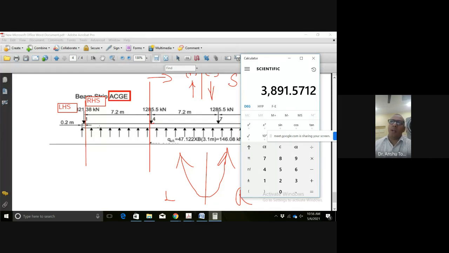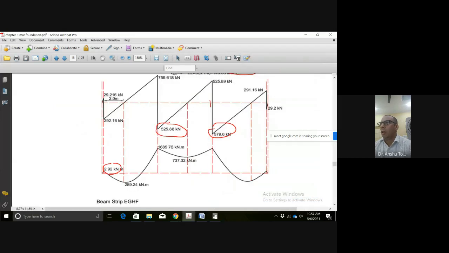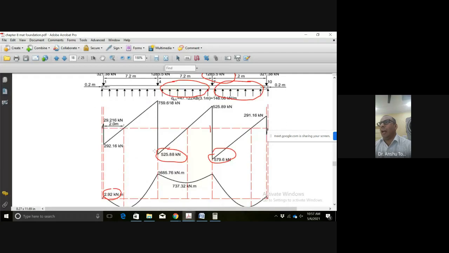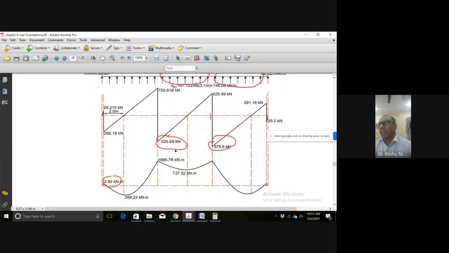Then we have got a point load which is acting. So minus 321.38 into 7.2. So we will get 1577.6352. So we can check it out, and this is the value we are having. So there is a little bit variation, but this is the value you will be getting.